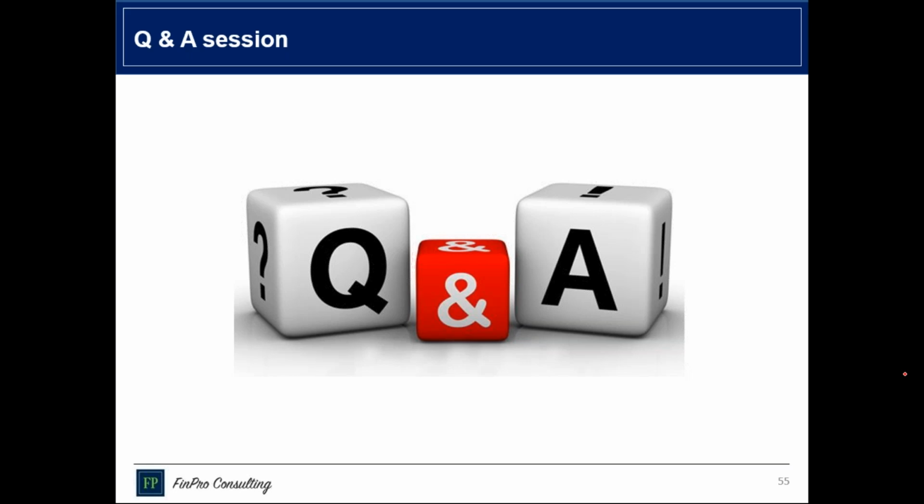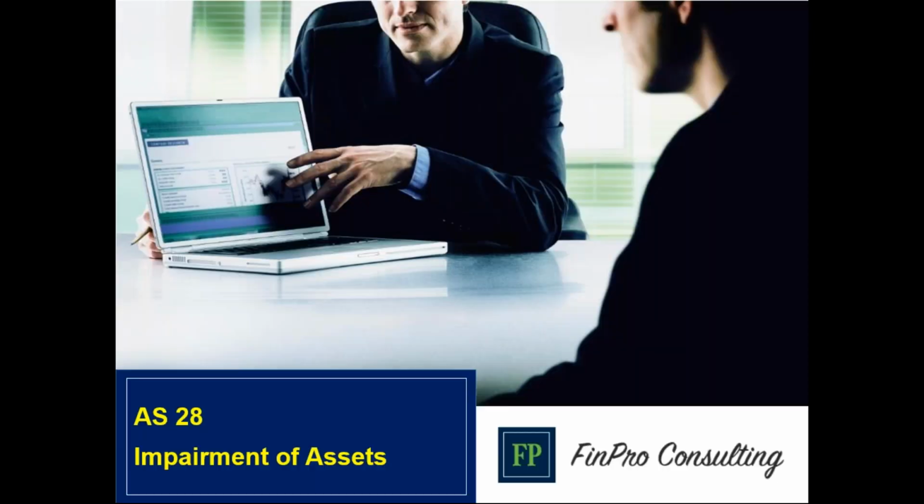So again, you can just note down the questions relating to AS11. We can take it at the end. So the last standard which we are going to cover is basically on impairment of assets. Again, there's a lot of theory around AS28 impairment of assets. However, very few companies are actually implementing this standard in a real sense. So we are going to cover the brief aspects of this particular standard and how it works in practice.